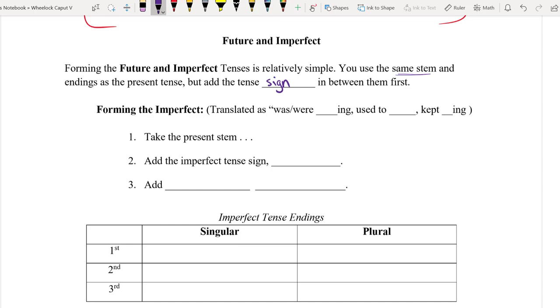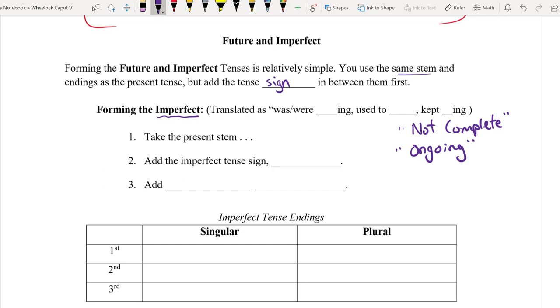Okay, so forming the imperfect, and you're going to translate this as was or were doing something, like I was loving, or used to, or kept. The idea here is that the imperfect, this perfect comes from a Latin verb meaning to complete. And so imperfect means essentially not complete. It's an action in the past that's ongoing. Right? So it's not complete, or ongoing, something like that. An action in the past that's not completed, not finished, it's ongoing, it's continuous.